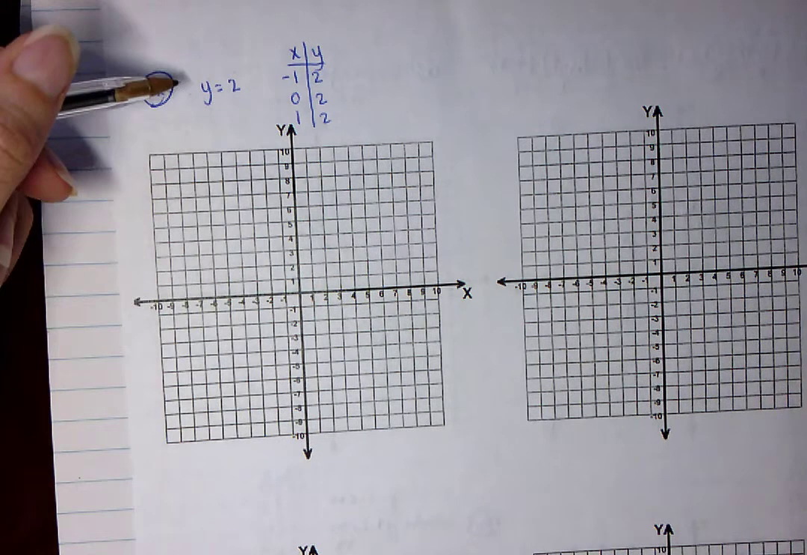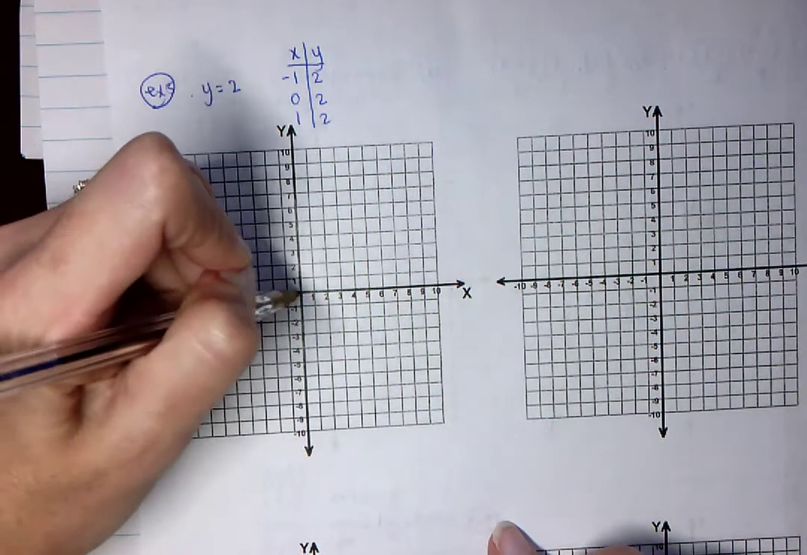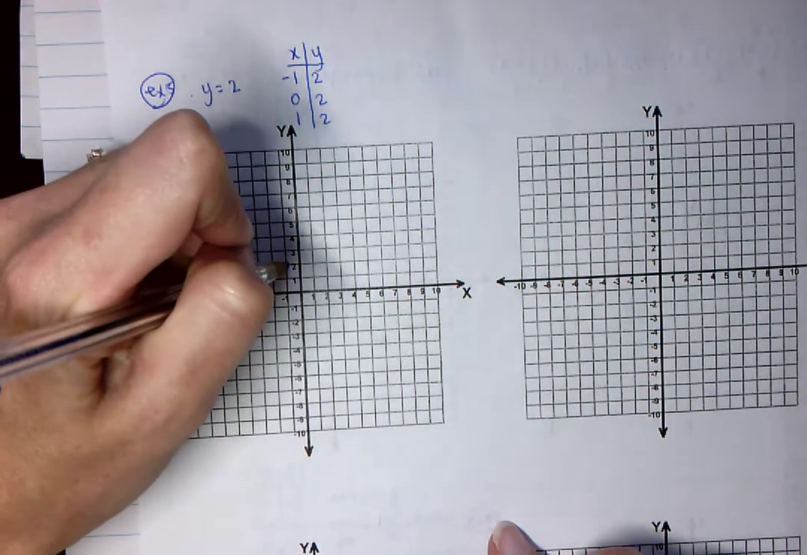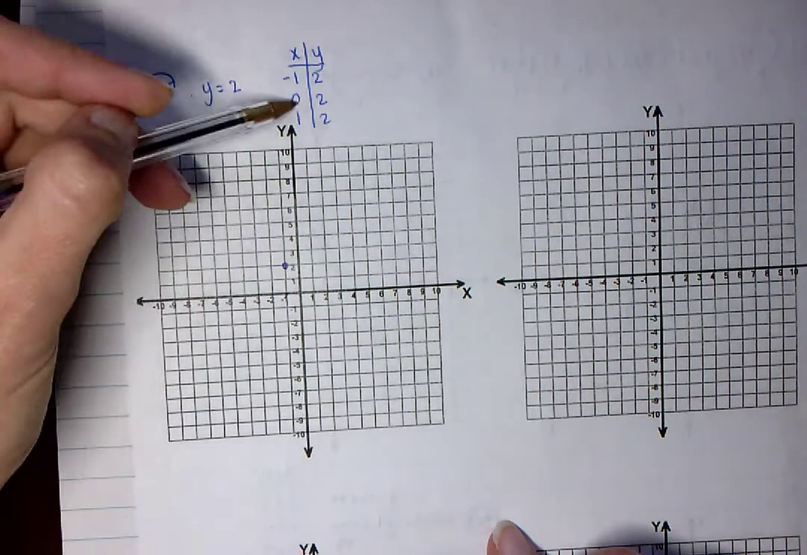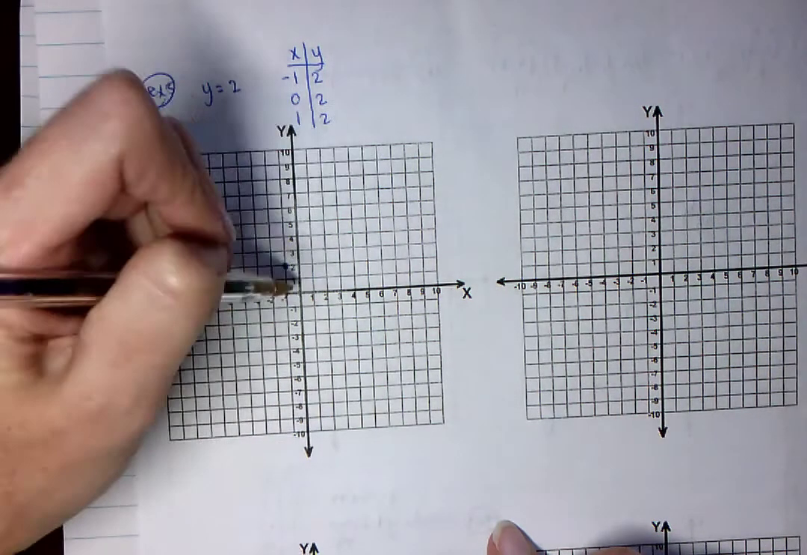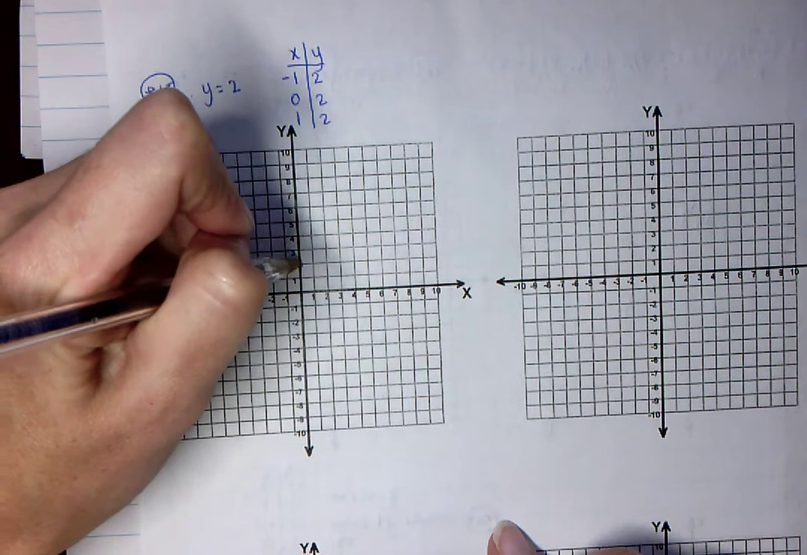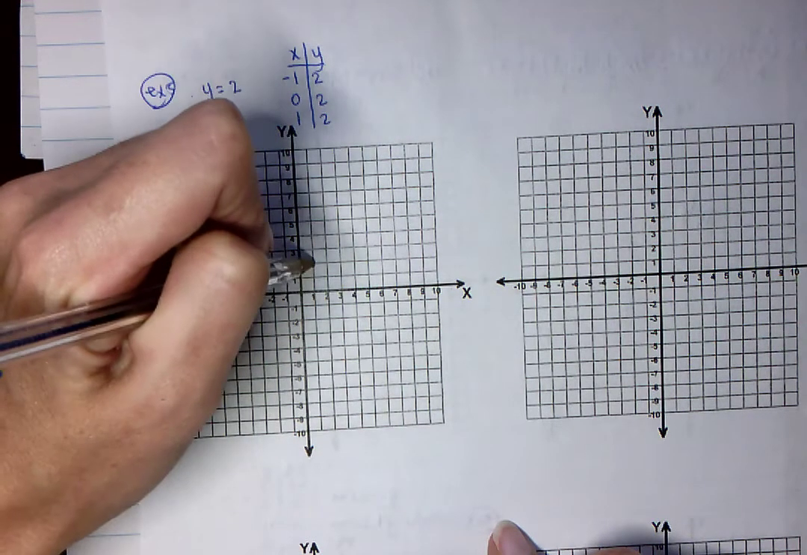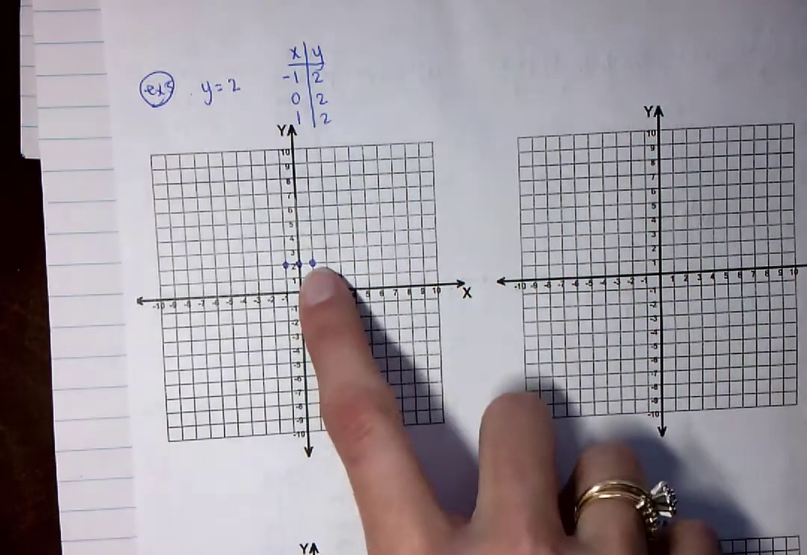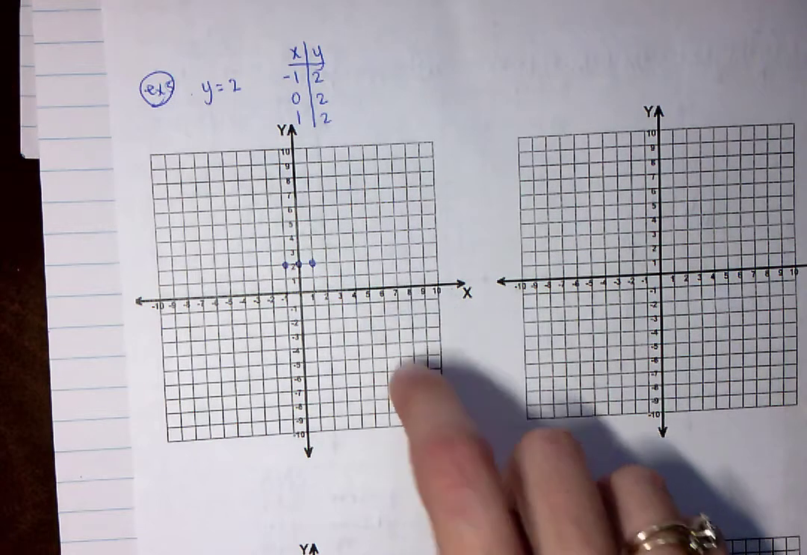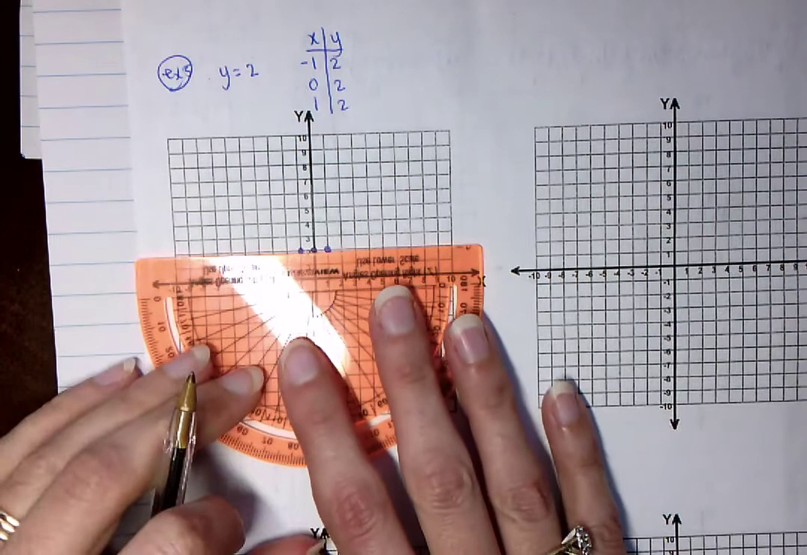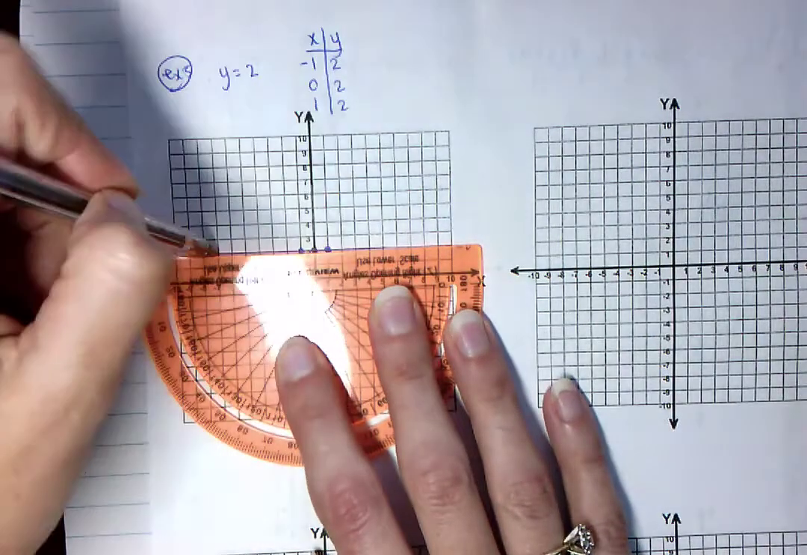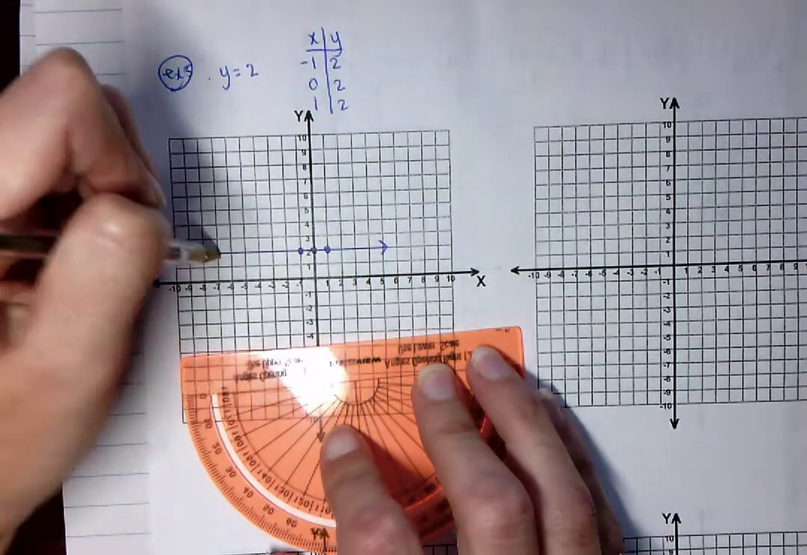The y ones are horizontal lines. So we say -1, 2, 0, 2. Oh, these are numbered. That's nice. 0, 2, and 1, 2. And notice it just forms this straight line, horizontal line here at y equals 2. Draw little arrows and you're done.